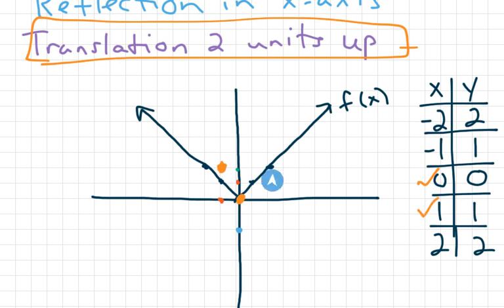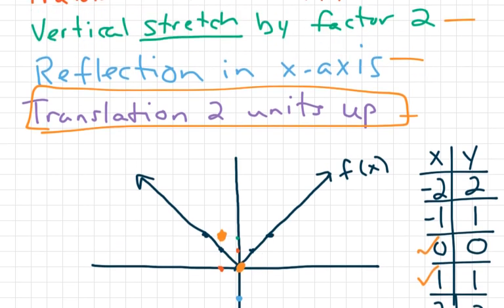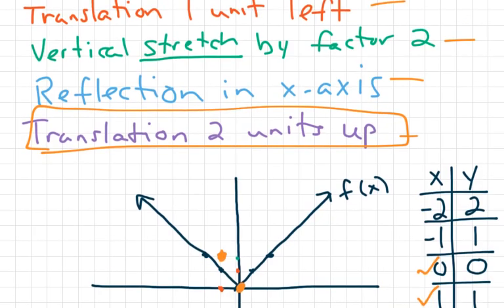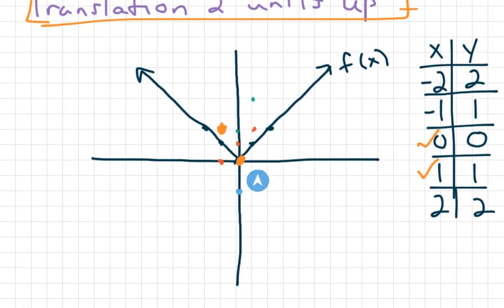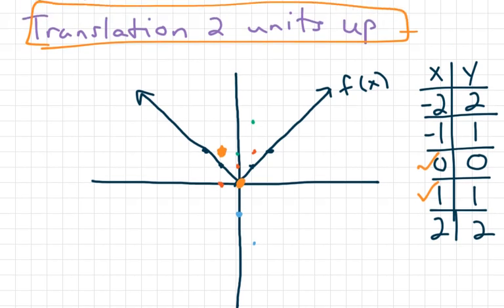Now let's move this one, the 2, 2. I'm going to start with a translation 1 unit left, so that's over here. And then I need to stretch it by a factor of 2. So I'm 2 away. If I double that, I'm going to be 4 away. The next thing I need to do is reflect it in the x-axis. So if I'm 4 above, when I reflect, I'm now going to be 4 below. So that's right here. And then the last thing to do in orange, translation 2 units up. So that is right here. Now this one is done.